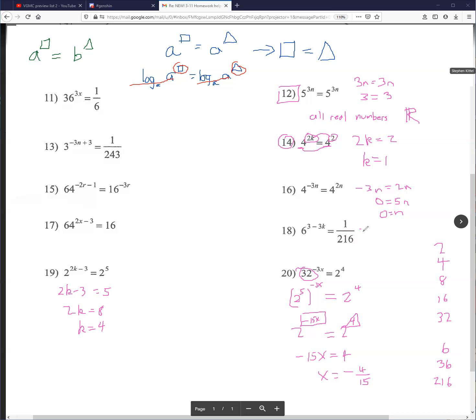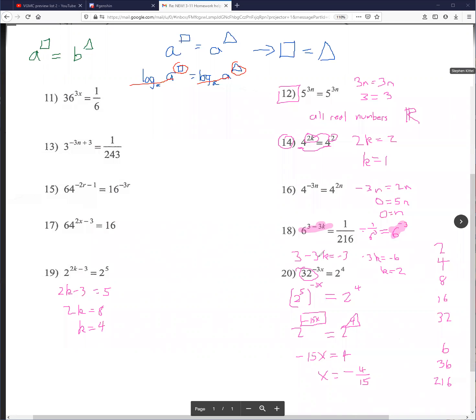So this is basically 1 over 6 to the third, or in other words, it's equal to 6 to the negative third. Remember how negative exponents work. So now, if we focus in on this and we say 6 to the 3 minus 3x equals 6 to the third, now we can say that our bases match and we can set them equal. We go 3 minus 3k is equal to negative 3. So negative 3k is equal to negative 6. And so k is equal to 2.